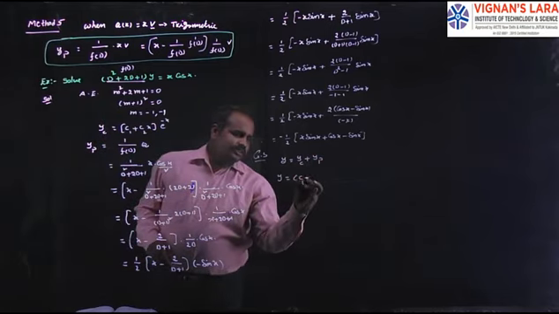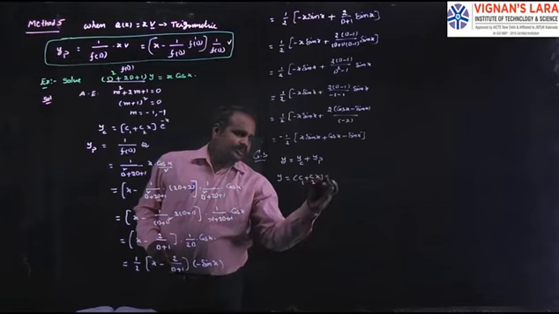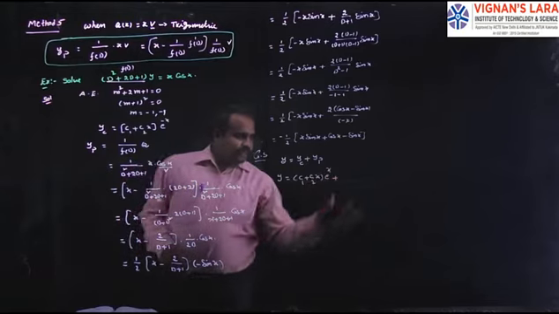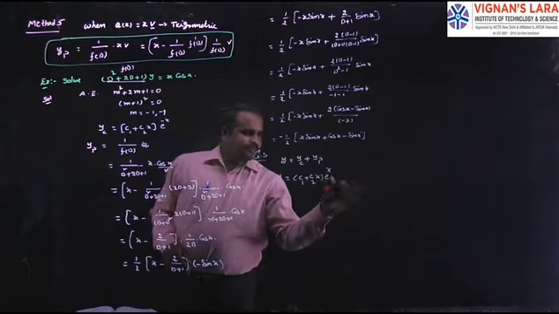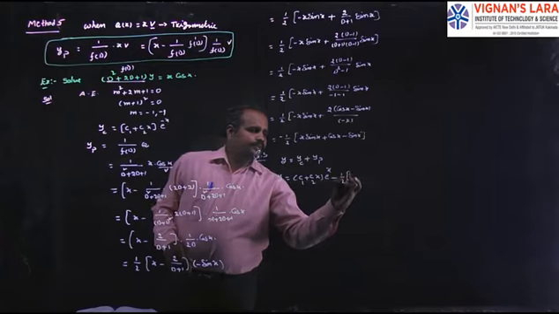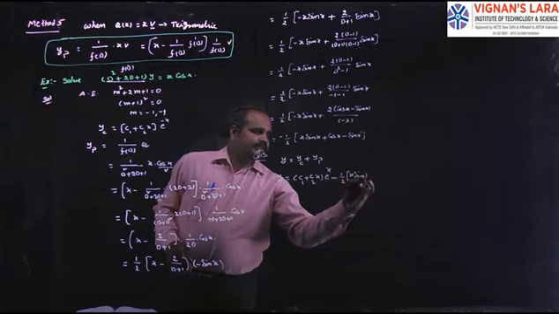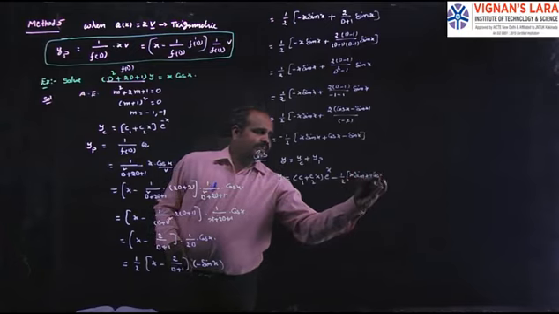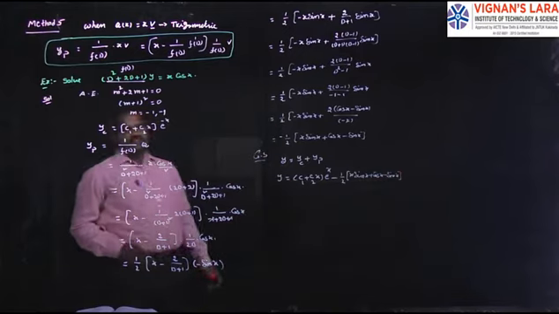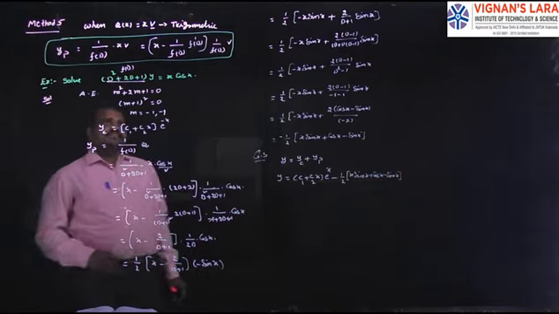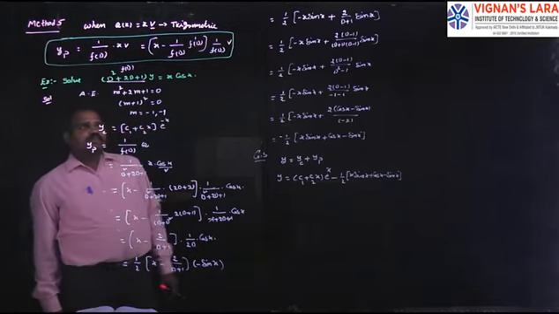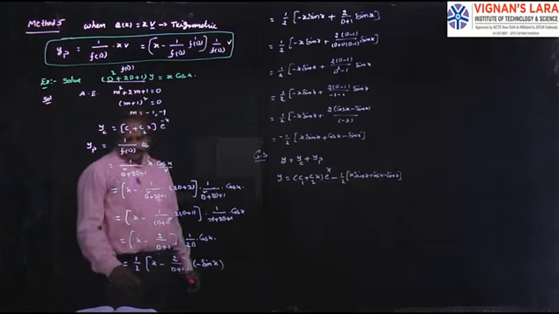(c1 plus c2x) into e power x, plus into minus 1 by 2 into (x sin x plus cos x minus sin x). This is the particular solution of the problem. Like this, we are solving the problems which are in the form of x into a.